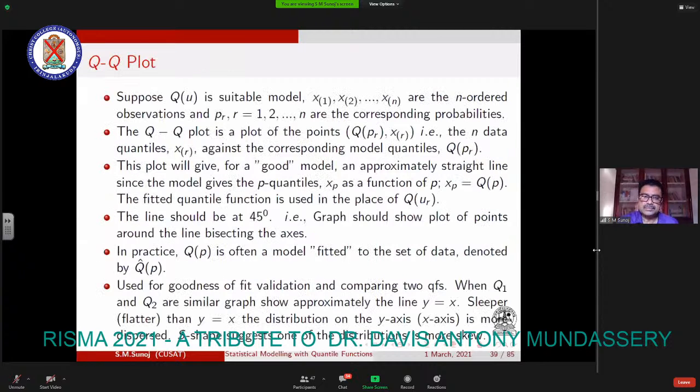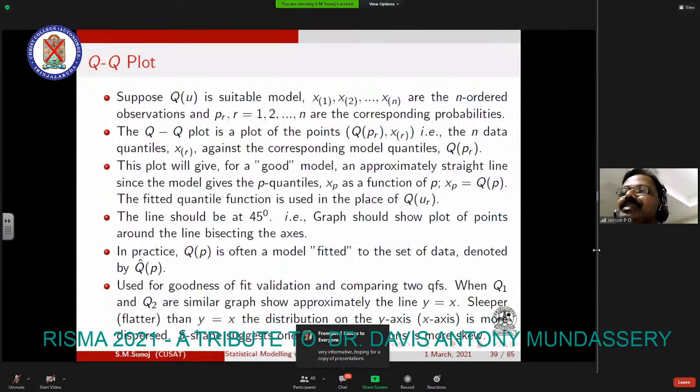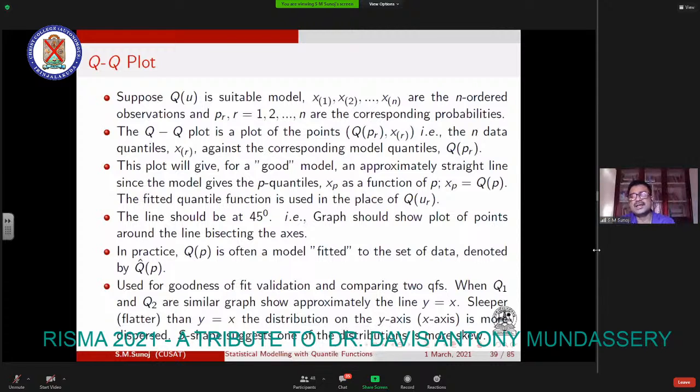You might have noted that most of the software will give you the quantile plots. Excuse me, Dr. Sunoj, can you finish by another? I will finish it by 1 or 2 slides. Okay. So I know the time.